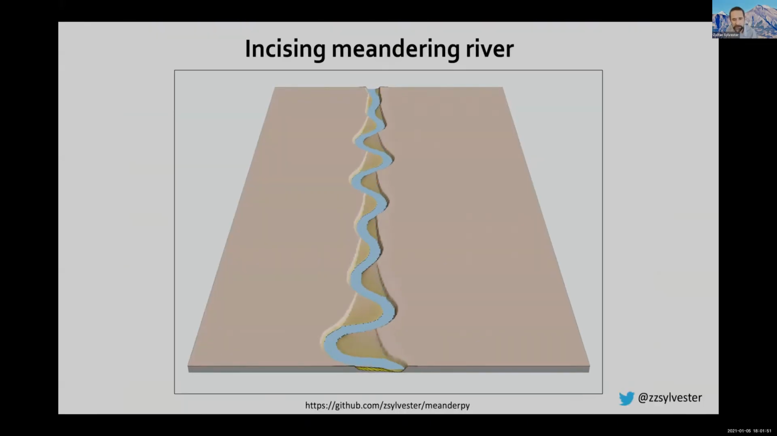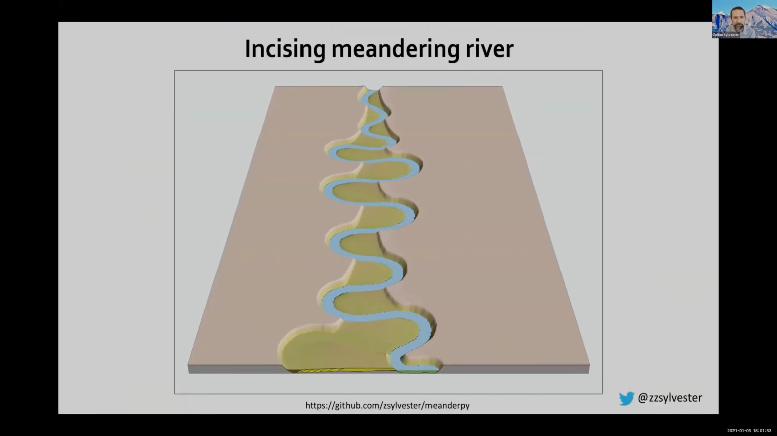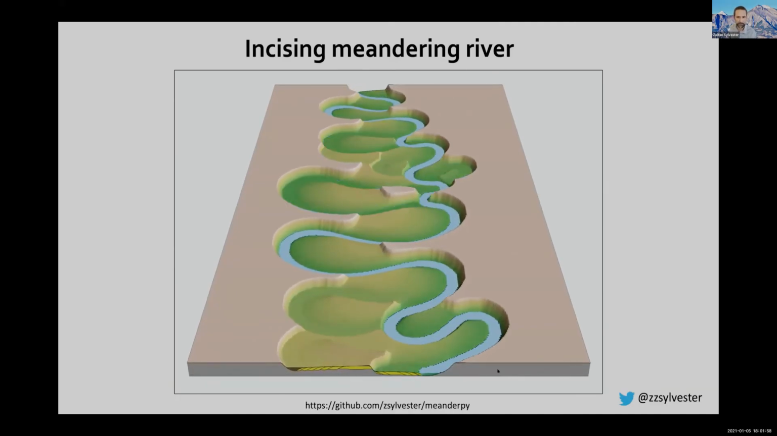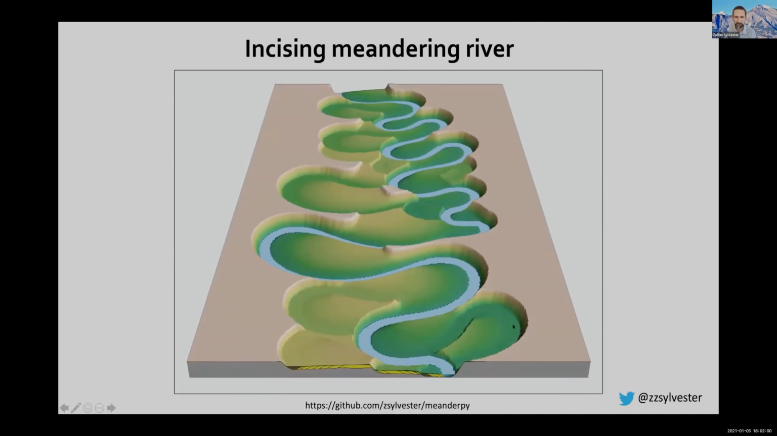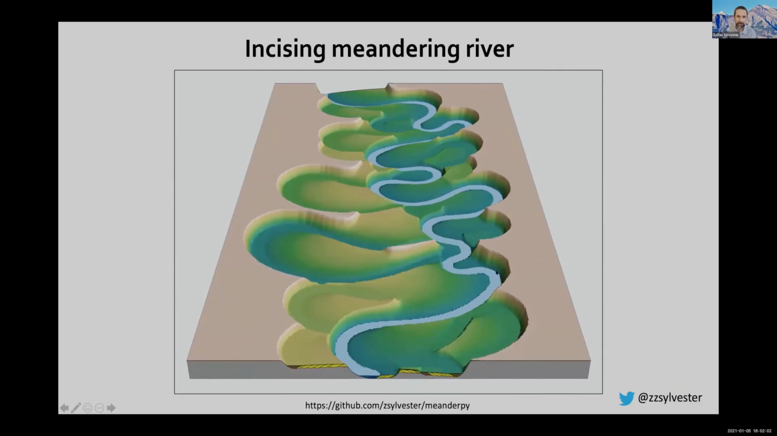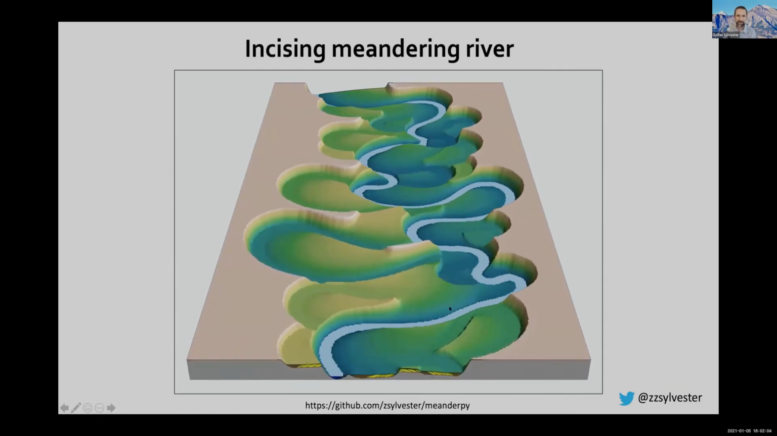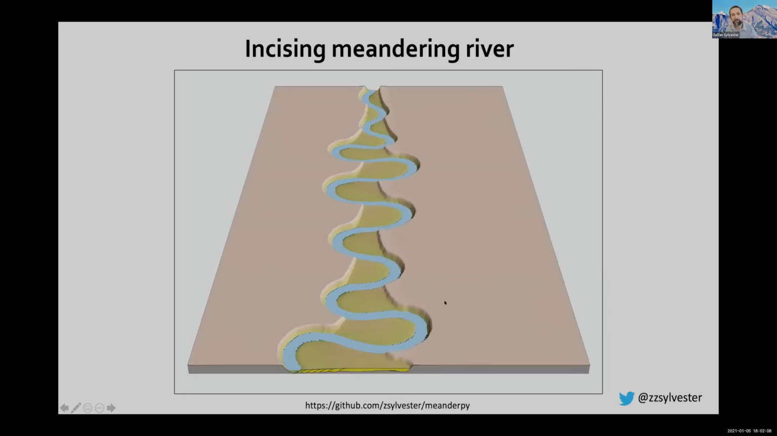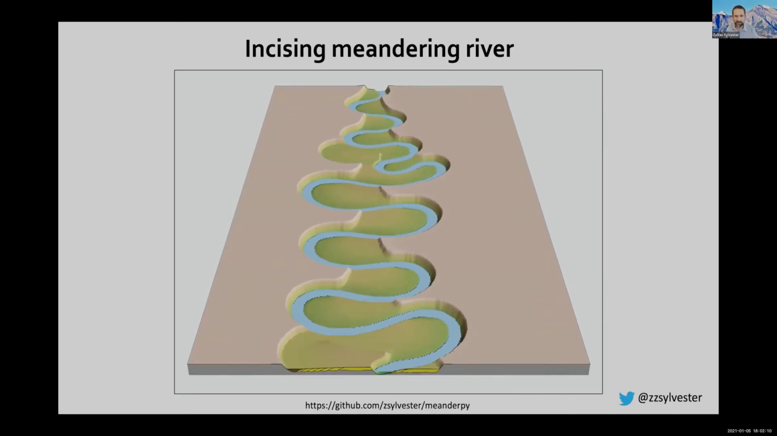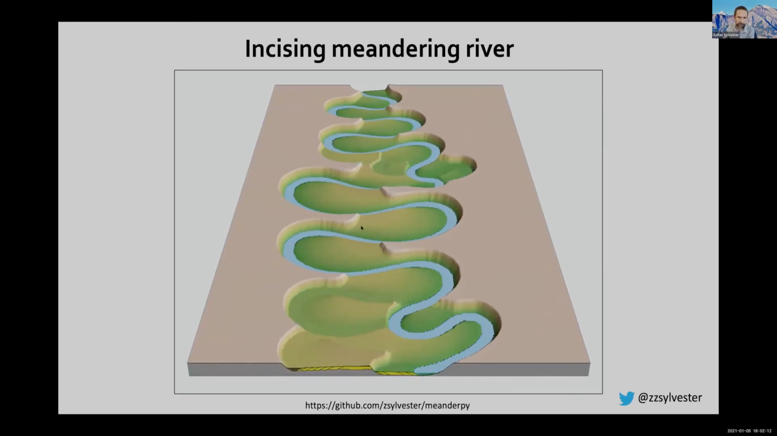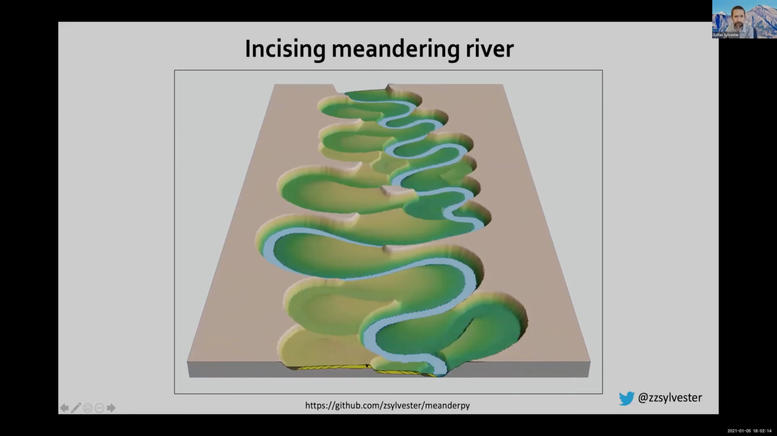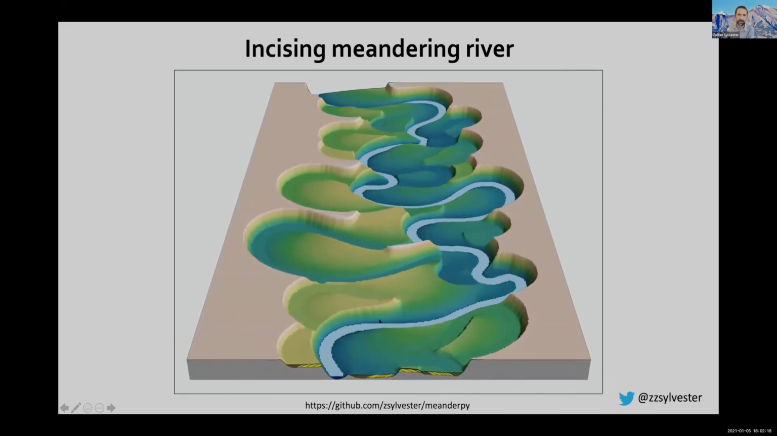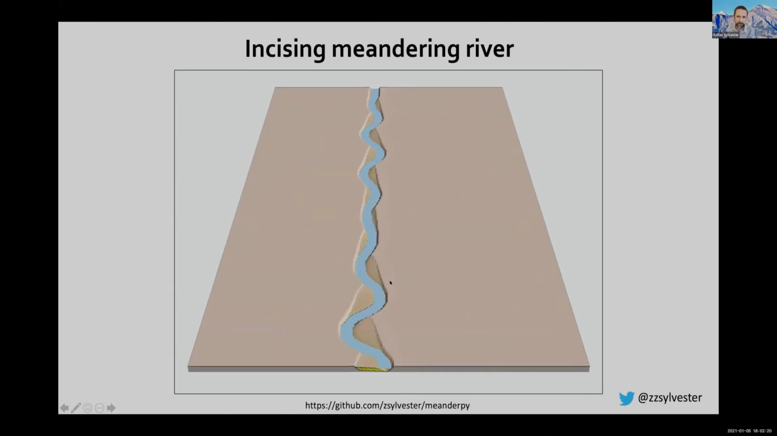Okay, let's talk about incision a little bit. Here is a 3D model that we have built. The reference for this, if you're interested, is Twitter 2019. The point of this is only that simple autogenic meandering processes coupled with incision result in all these terraces on the left side in this case, and that's purely autogenic, right?